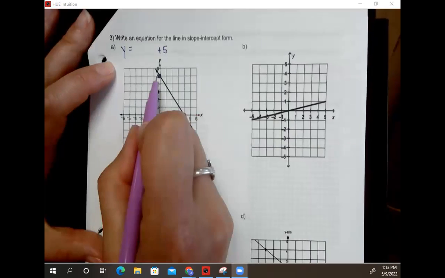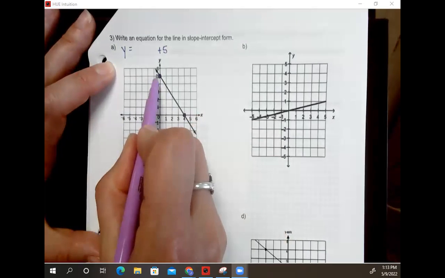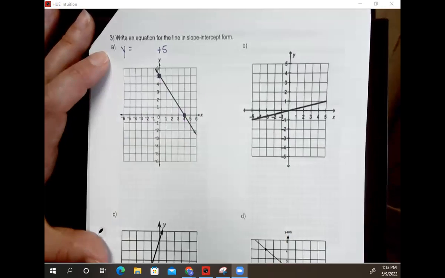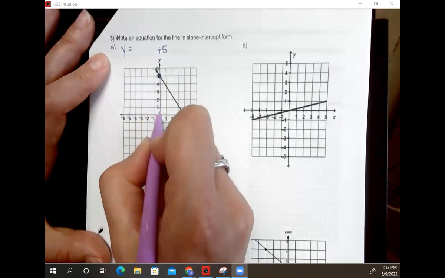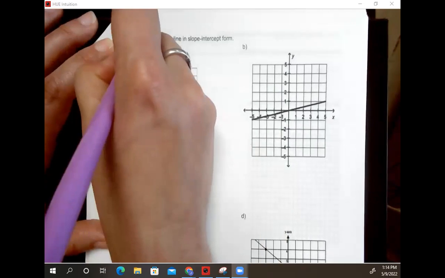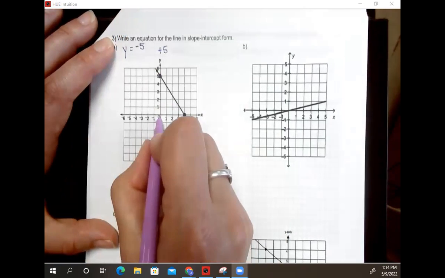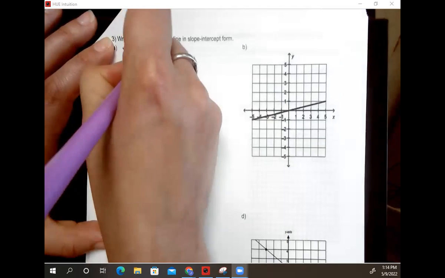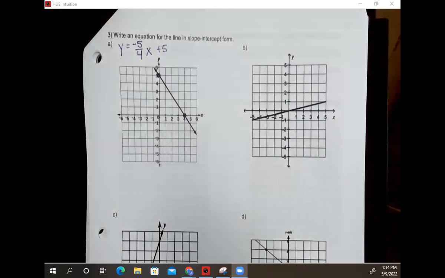So as I count, again, we're reading our graph from left to right. So I'm going to go from the leftmost point to the right point, right? Leftmost point forward. I have to go down 1, 2, 3, 4, 5. Since I'm going down, that's going to be negative 5. And then I move forward 1, 2, 3, 4. So my slope would be negative 5 over 4. Don't forget your x plus 5.